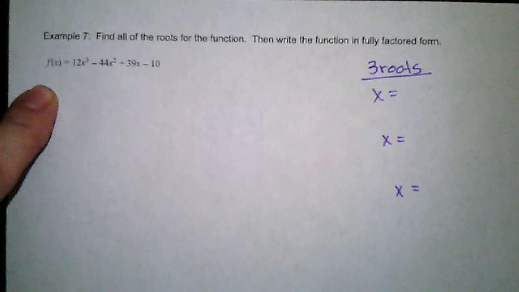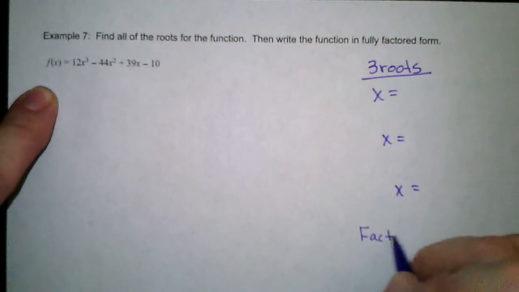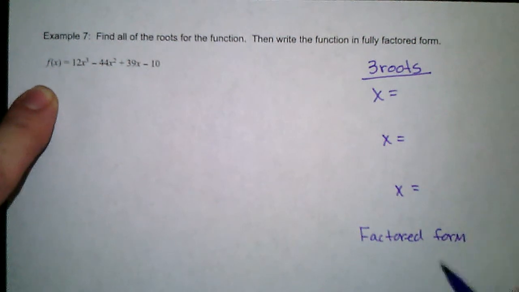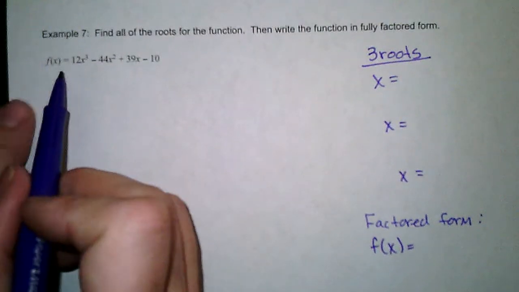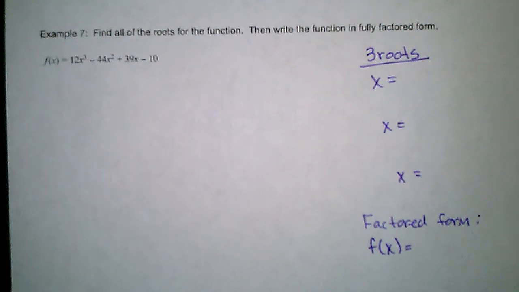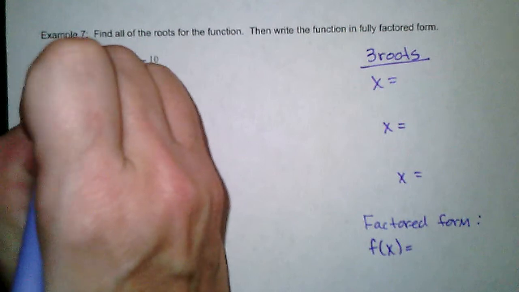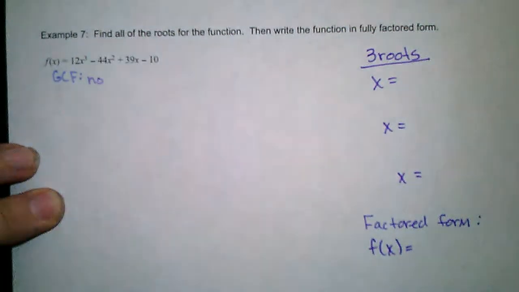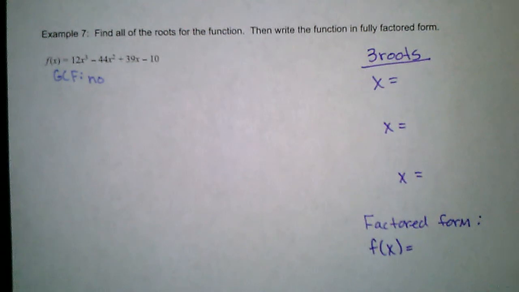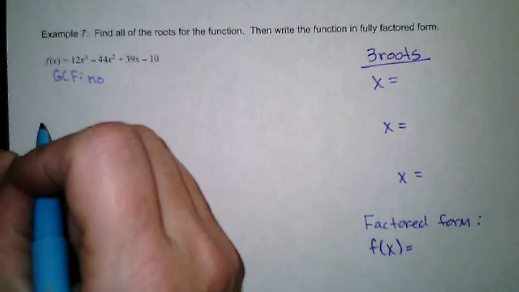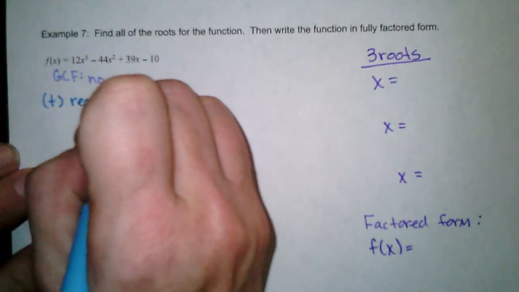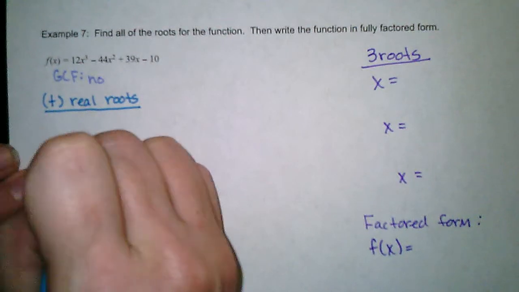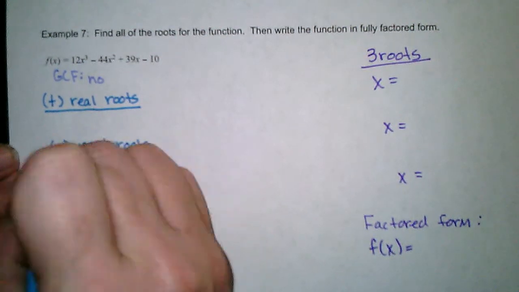And we're going to write the equation in fully factored form. So we'll just put all of our answers together up here today on this problem. Okay, so we're going to start by looking for a GCF. Is there a GCF between all of these terms? No, there is not. So the next thing we're going to do is say how many positive real roots and negative real roots. Then we'll list possible roots.